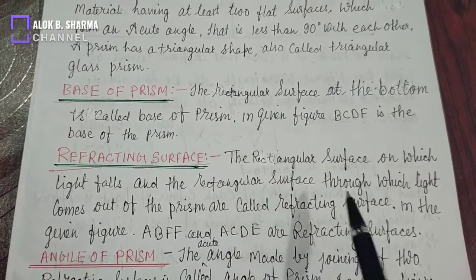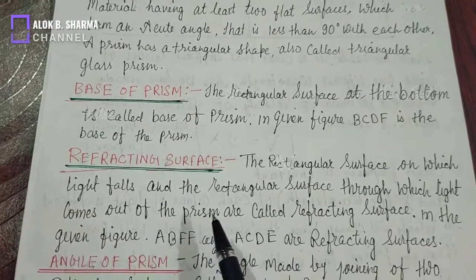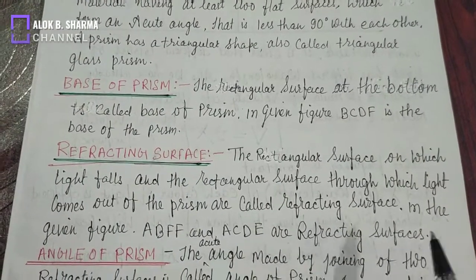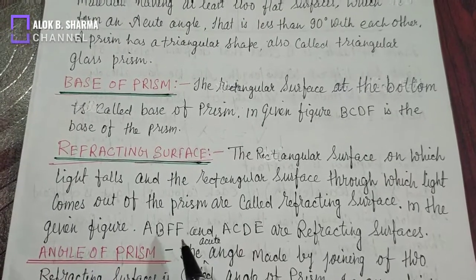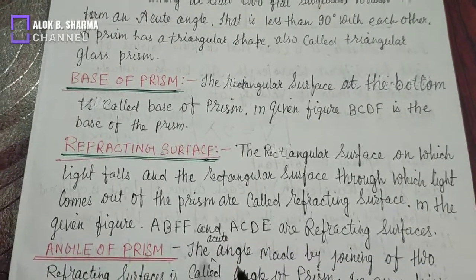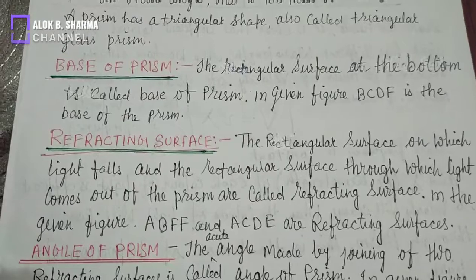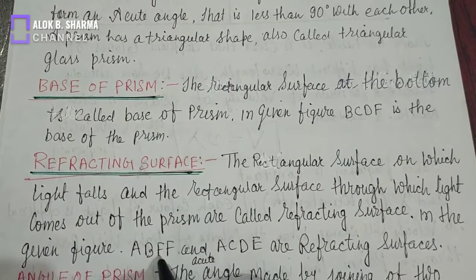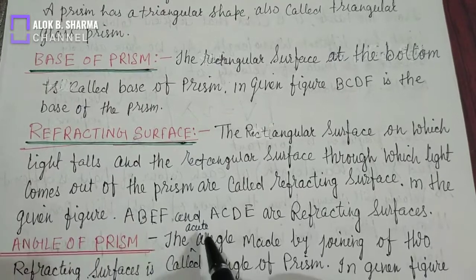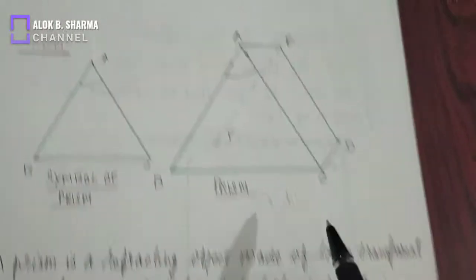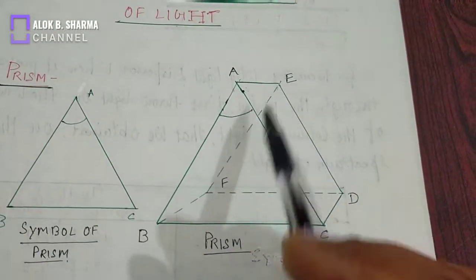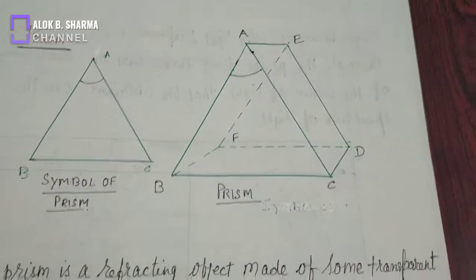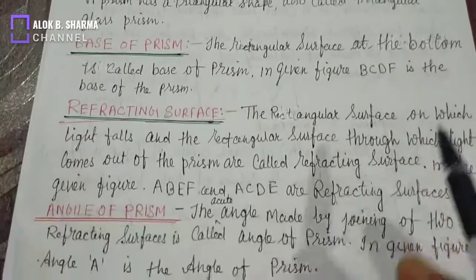Refracting surface, the rectangular surface on which light falls and the rectangular surface through which light comes out of the prism are called refracting surface. In the given figure, ABEF and ACDE are the refracting surface. This is ABEF and ACDE. These two surfaces are refracting surface of the prism.